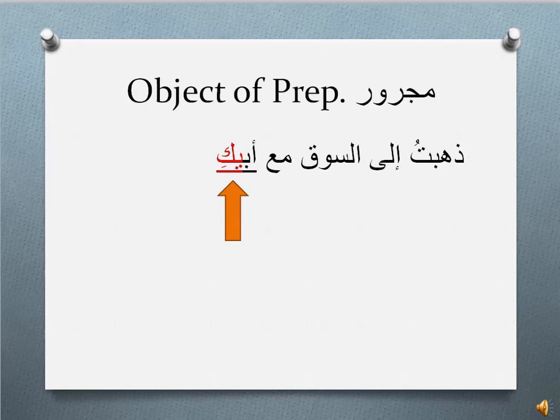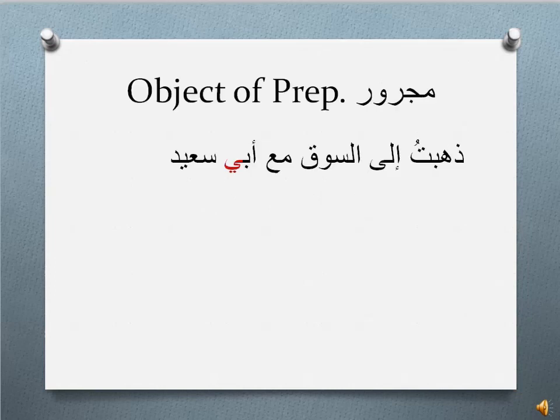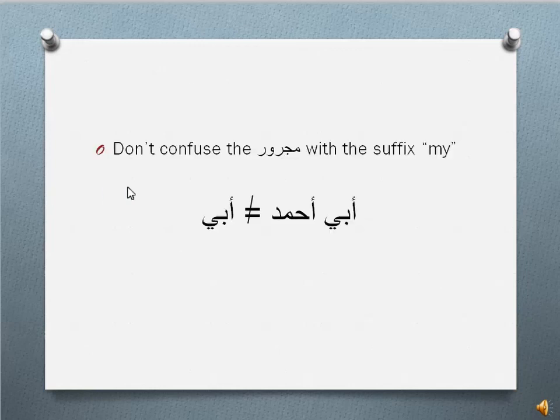Now, I know what you're thinking. Don't confuse the majrur suffix with my. Abi and Abi. How could you possibly confuse them? They're exactly the same. So how do we know the difference? When I come back up here and I look at this, how do I know that this is not my father? Well, I'm going to give you an answer that will work for now. The difference is this one is in idafa. Abi Ahmed. This is the father of Ahmed, and it has to be coming after a preposition. So, ذهبت إلى السوق مع أبي أحمد. It's not Abi, because Abi would be by itself.